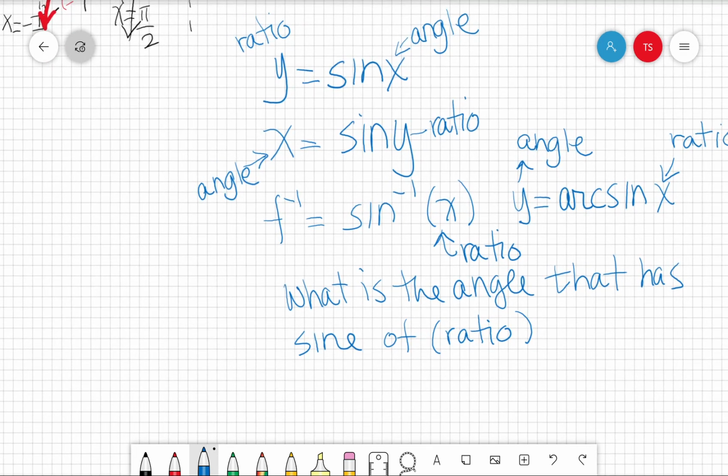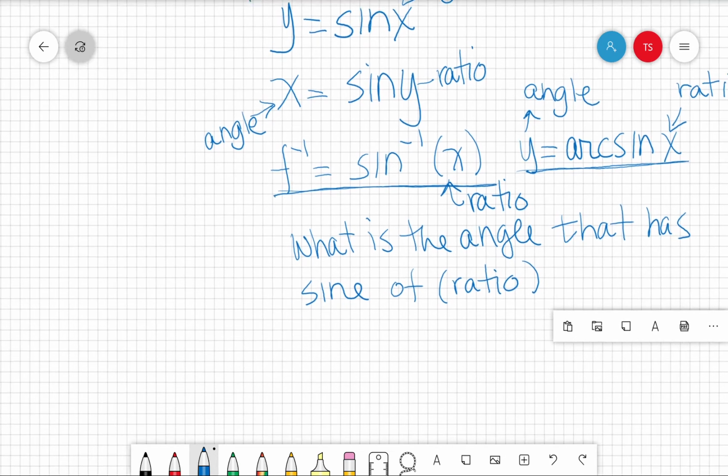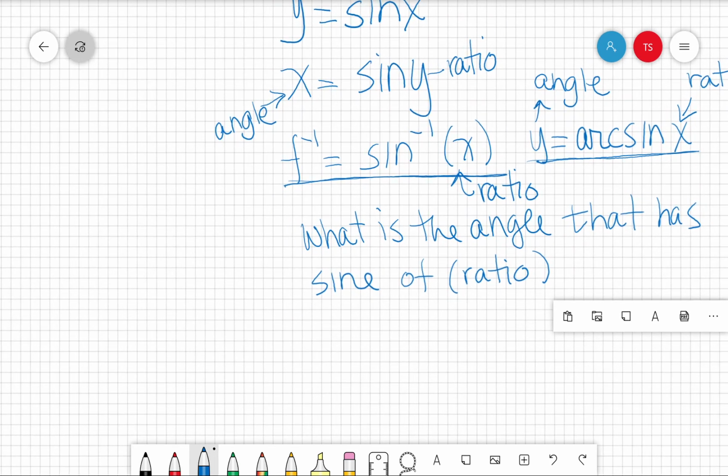So we can use the notation sine inverse. The -1 represents the inverse, not the reciprocal. If you want to represent the reciprocal of the sine, you use the cosecant function. But we also can use this language, y is equal to arcsine x. So these are synonymous expressions. So let's look at an example of what that means.